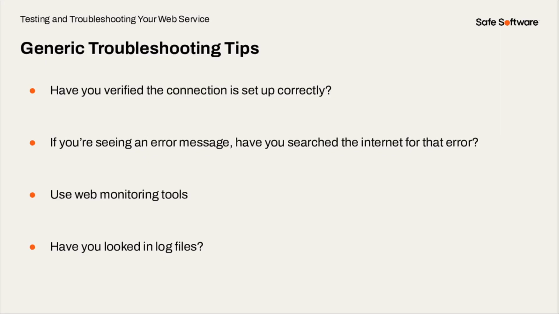So just generally, generic troubleshooting tips. You want to verify your connection's been set up properly. Check you haven't skipped a step. You've added the right permissions, copied the correct values, etc. If you're seeing an error message, have you searched the internet for that error?